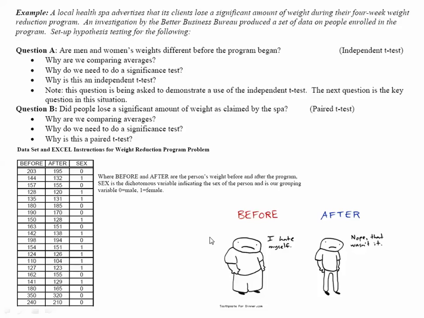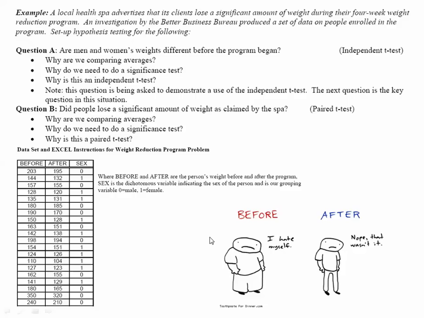And we want to set up a hypothesis testing for the following. Now, the first question, the answer to it is probably pretty obvious, but it's meant to show how an independent t-test would be set up. So in the first question, or question A, are men and women's weights different before the program? What we're asking is, we take all our men in the program, we take all our women in the program, and we ask, is their average weight different? Now, this is an independent t-test.